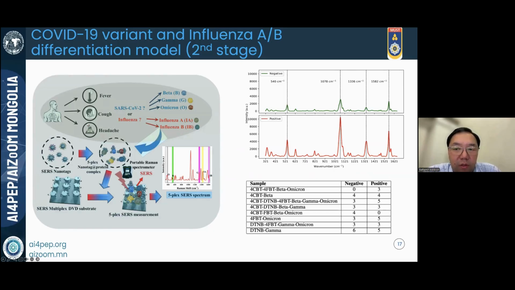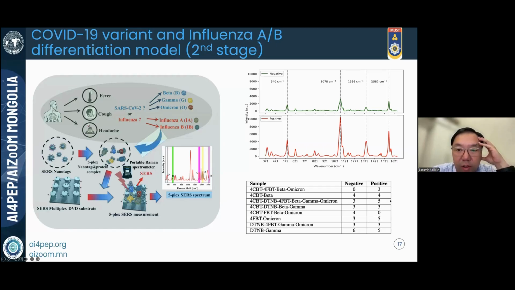For example, the Omicron peak is 380 inverted centimeters. Beta's peak is 540 inverted centimeters, and gamma's is 1,336 inverted centimeters. Also, it has previous peaks in here. We use the same device, a Raman spectrometer with a 789 nanometer laser. Also, the data collection is similar to the previous one. Here you can see an example of spectra.